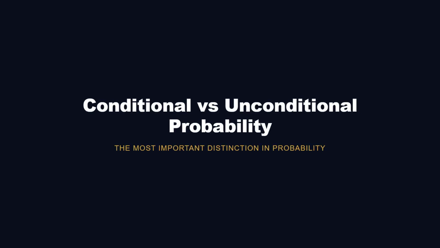Part 2. Conditional and unconditional probability. The most important distinction in probability.